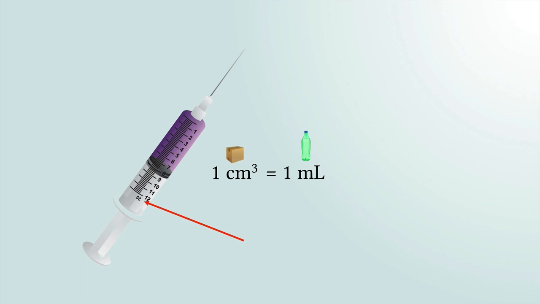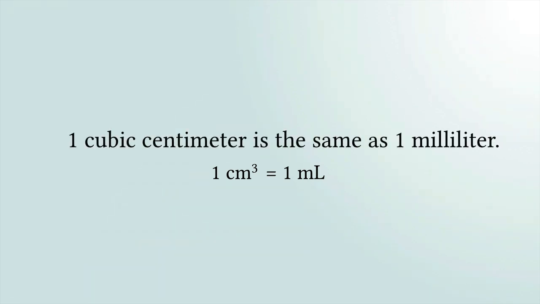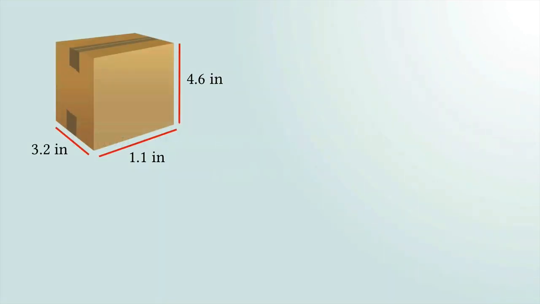This is an important relationship, and you need to make sure you memorize it. 1 cubic centimeter is the same as 1 milliliter. So let's take all of what we've covered and put it together into a practice problem. A box's measurements are 1.1 inches in length, 3.2 inches in width, and 4.6 inches in height. What is the box's volume in liters?